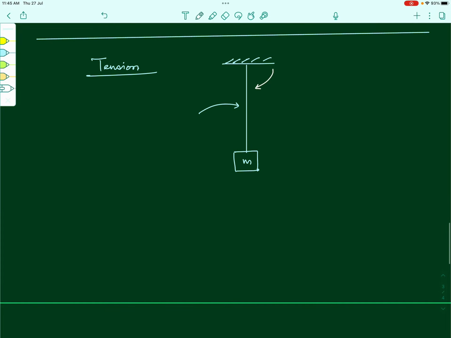Do you understand that as we hang this block of mass m beneath the string, due to the force mg, the force of gravity, this block will have a tendency to move down. But since it is still at rest, can we say it is the force that the string is exerting on the block, due to which the block stays at rest, right? So where is this force coming from? It is coming from the string and acting right here at the point where the string is connected with the block.